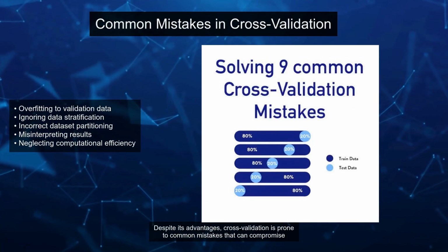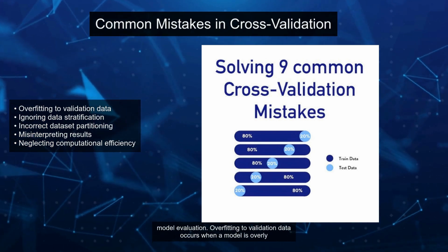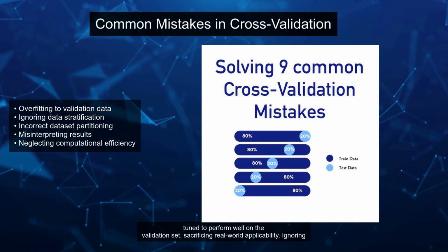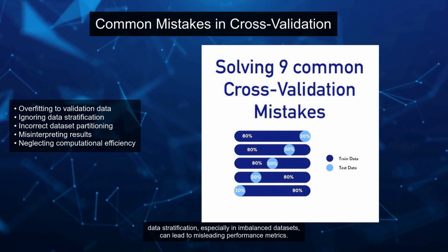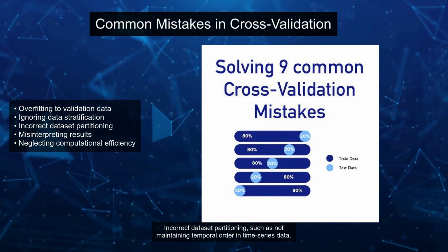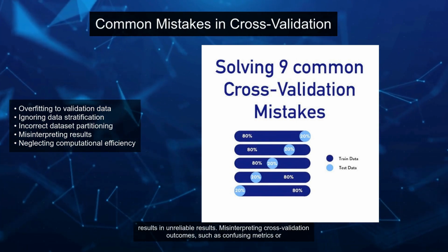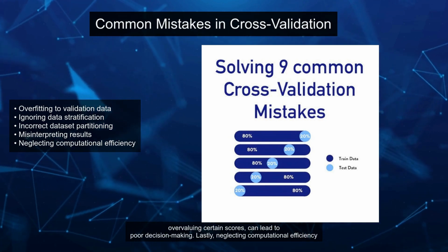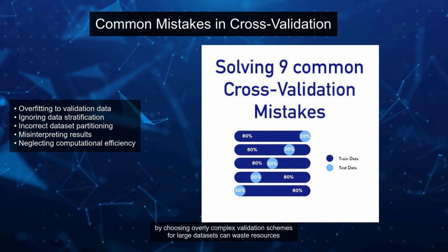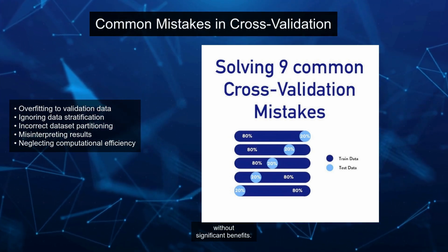Despite its advantages, cross-validation is prone to common mistakes that can compromise model evaluation. Overfitting to validation data occurs when a model is overly tuned to perform well on the validation set, sacrificing real-world applicability. Ignoring data stratification, especially in imbalanced datasets, can lead to misleading performance metrics. Incorrect dataset partitioning, such as not maintaining temporal order in time series data, results in unreliable results. Misinterpreting cross-validation outcomes, such as confusing metrics or overvaluing certain scores, can lead to poor decision-making. Lastly, neglecting computational efficiency by choosing overly complex validation schemes for large datasets can waste resources without significant benefits.